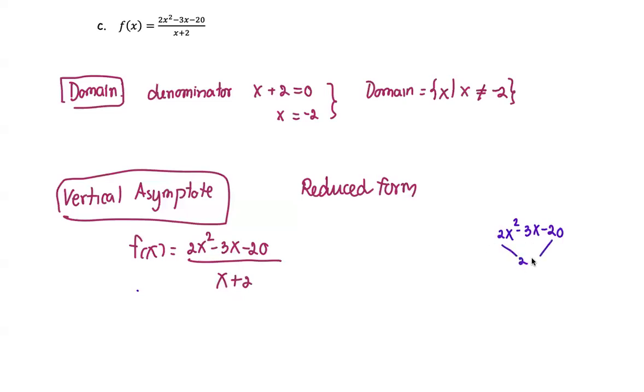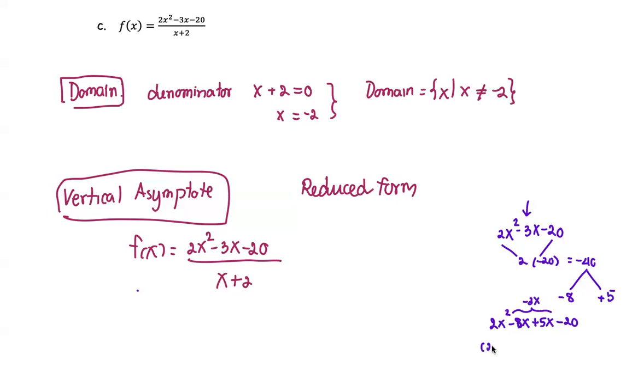A is 2, C is negative 20, so AC is negative 40. Then we're going to find a pair of numbers that multiply to be negative 40. That means one negative, one positive, but the sum is negative 3. We find negative 8 and positive 5. That helps us break it down into 2x squared minus 8x plus 5x minus 20. The middle term, negative 3x, is now broken into negative 8x plus 5x.